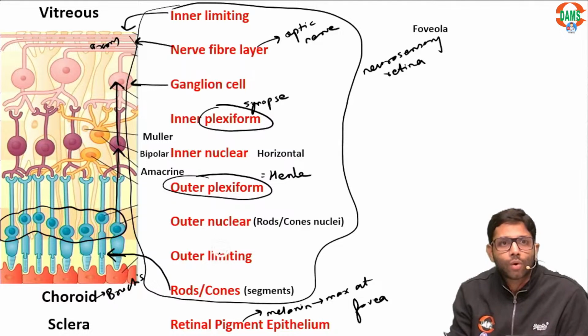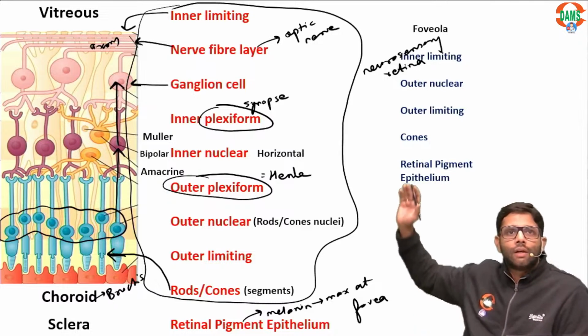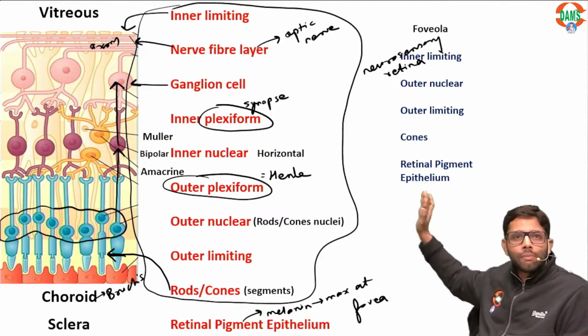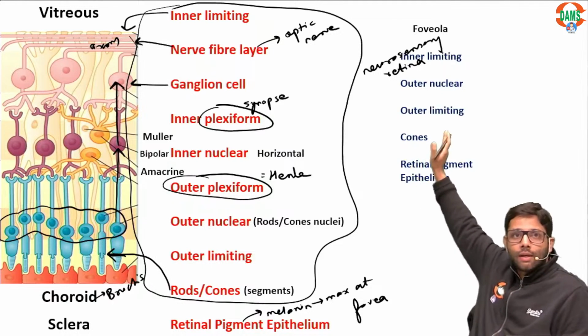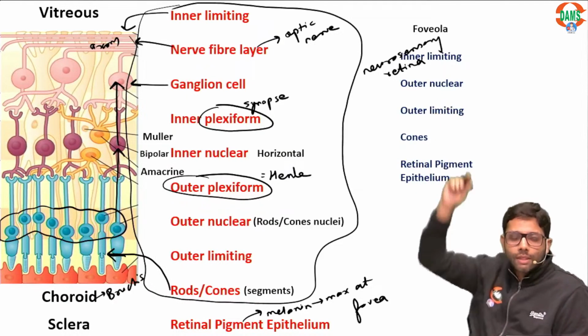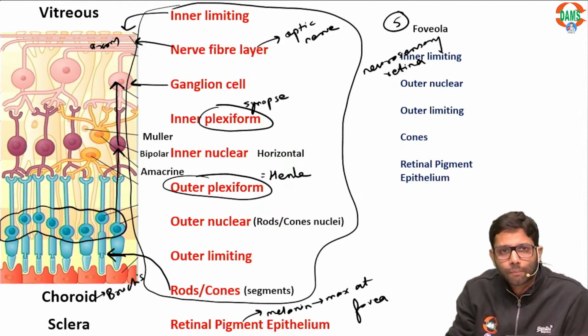And in between them, the outer limiting membrane has to be there. So the fovea contains the inner limiting membrane, outer limiting membrane, and retinal pigment epithelium, which are present everywhere. Only cones are present, not rods. And if cones are present, the nucleus is also present. So if you want to count, only 5 layers are present in the fovea.